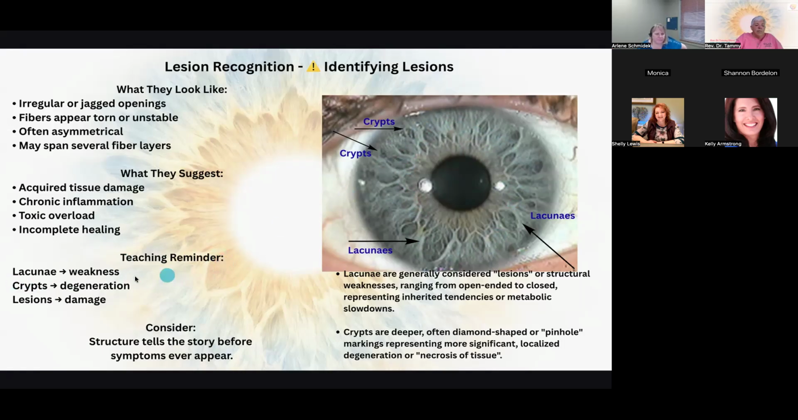So what I want you to remember is lacunas are weakness, crypts is degeneration, lesions actually are damage. So if you start seeing lesions in people's eyes, then there's some chronic tissue damage that's going on. It could be in a knee. Depending on what eye this is, this could be indicative of a knee issue.